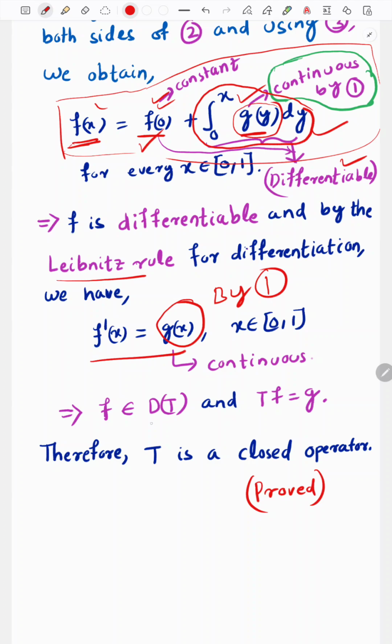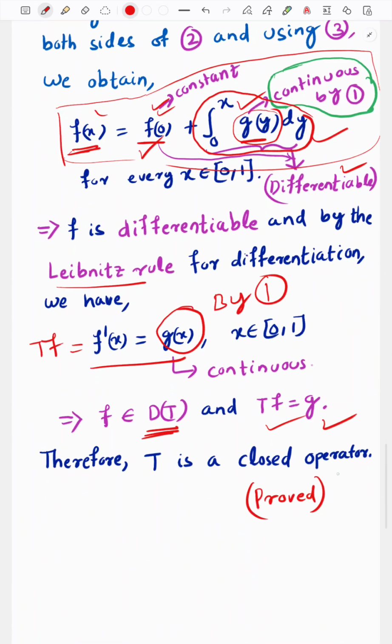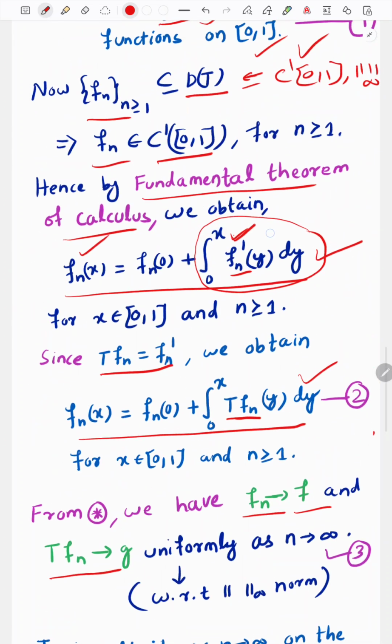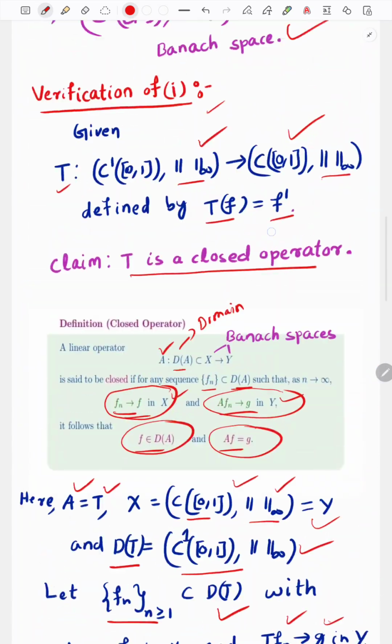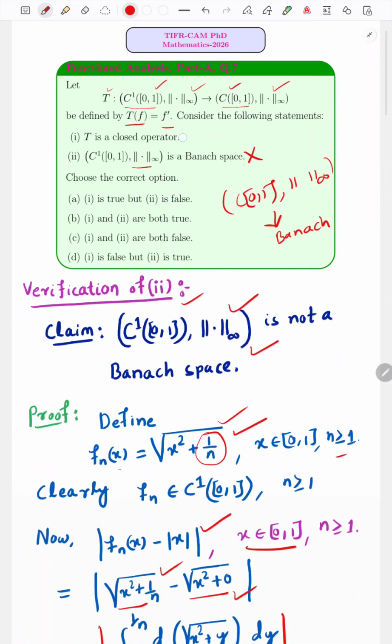So this function lies in D(T), because it is the continuously differentiable function space, and we have already shown that f dash is equal to Tf. So therefore Tf is equal to g also comes out. So we have simultaneously shown that f belongs to D(T) and Tf is equal to g, which was our requirement. So therefore the operator T is a closed operator. So this statement 1 is true.